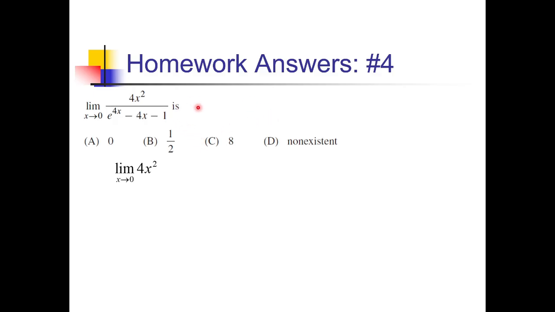So limit of the numerator, if we plug 0 into that, 4 times 0 squared is 0, like we said. Limit of the denominator now. So this is going to be e to the 0, which is 1. That cancels out with this minus 1. And then the only term left is this negative 4x. Negative 4 times 0 is 0. So that limit comes out to 0.